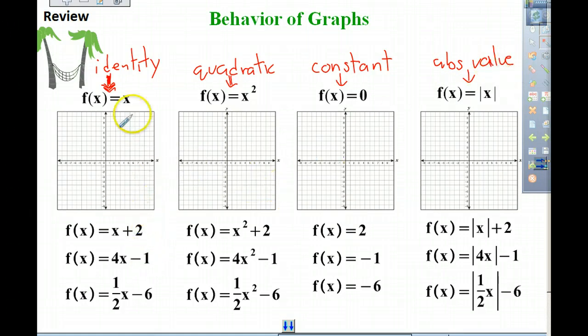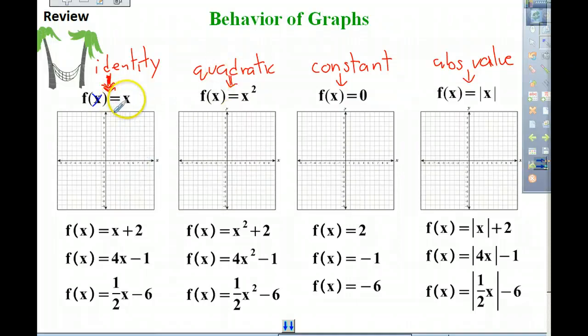Now, what does f of x equals x look like? Remember, f of x is like the cursive for y, so it means the same thing as y equals 1x, so y equals 1x plus 0. So think of it that way. You guys are going to use f of x. If it's still a little confusing, just think of it as y equals is like print, f of x equals is like cursive. It means the exact same thing.